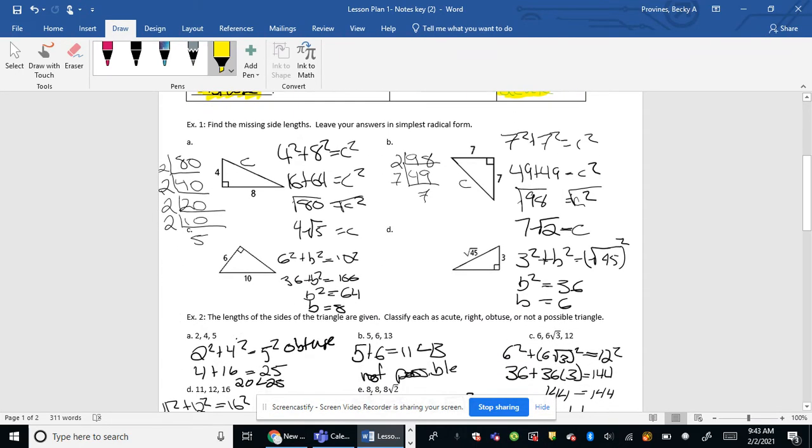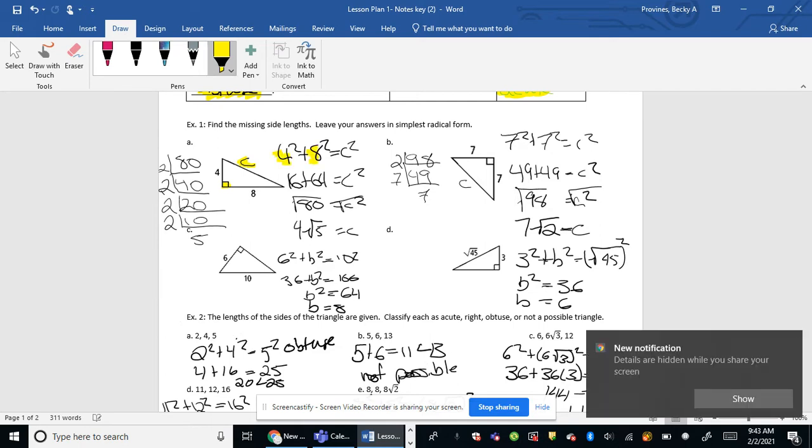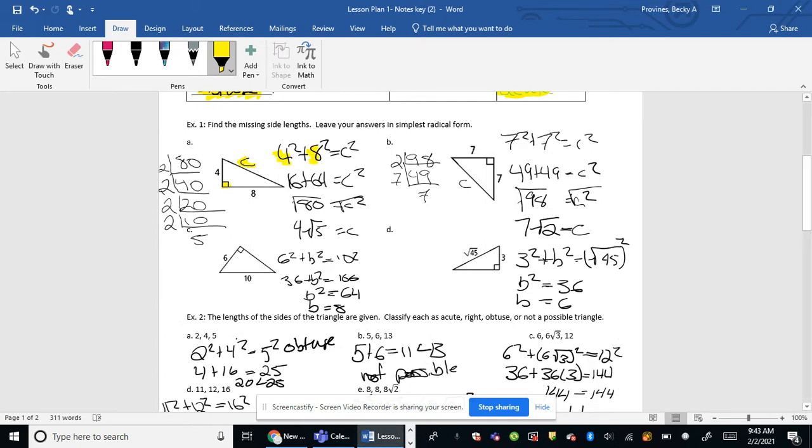All right, so we're going to do a little practice of finding the missing side length using the Pythagorean theorem. So we have our triangle here. Here is our right angle. So the side opposite that we'll call c. That'll be our hypotenuse. So we'll set it up: a squared, or 4, plus b squared, or 8, equals c squared. So then 4 squared is 16, 8 squared is 64. We'll add those together. We'll get square root of 80.